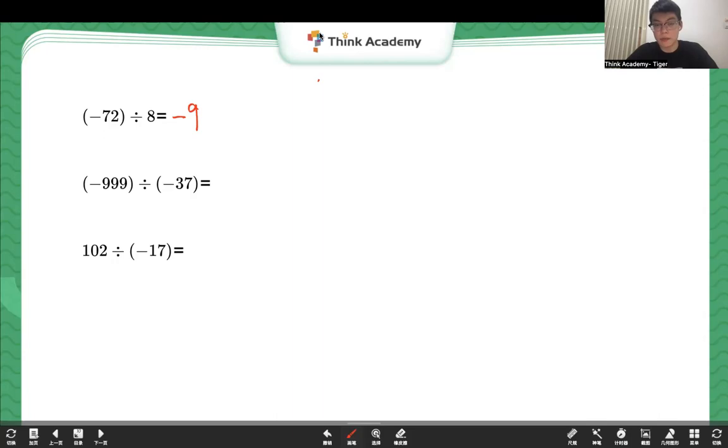And what is that going to be? So we know 37 times 3, that's 111. And 999 is 9 times that. So it's going to be equal to 3 times 9, that's 27. Okay. And finally, 102 divided by minus 17. Do they have same signs or different signs? Different, of course. So is the outcome going to be positive or negative?